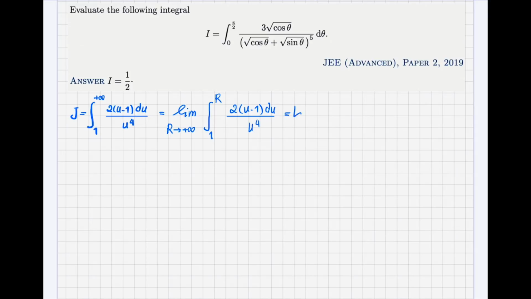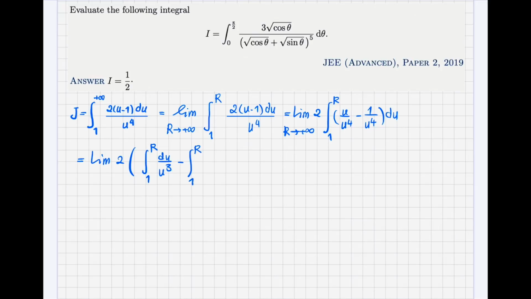So this is also simple, so this becomes the limit. I can take 2 out from my integral, and I divide the integral in this form: I write u over u to the 4 minus 1 over u to the 4, and then I have du. And then of course I will send r to positive infinity. But then this becomes the limit of 2 times the integral from 1 to r of du over u cubed minus the integral from 1 to r of du over u to the 4. Okay? And then r goes to infinity. Now I need to calculate these two integrals, which are very, very simple ones.